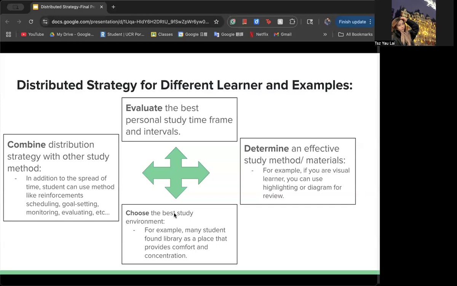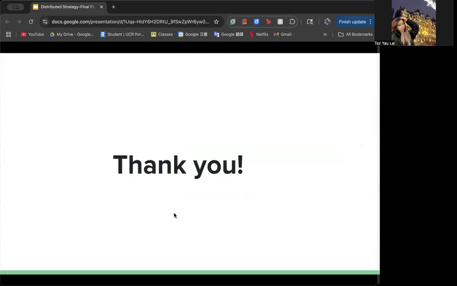And the last thing to note is to combine the distribution strategy with other methods, including reinforcement scheduling, goal setting, monitoring, and evaluating. And this is the end of my presentation.